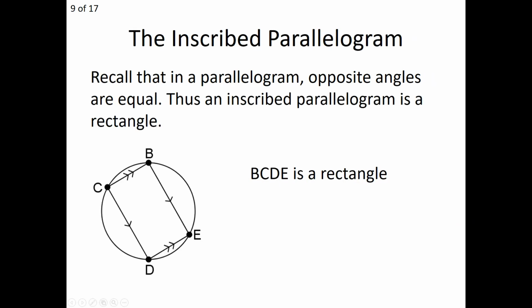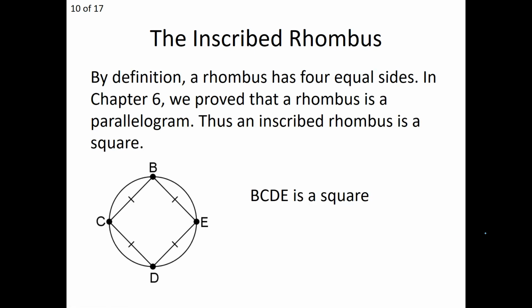We also took a look at inscribing special types of quadrilaterals. In the inscribed parallelogram, if you inscribe a parallelogram, it turns into a rectangle. So for BCDE, we know the measures of all four of those angles. We can prove that they are right angles. The inscribed rhombus: if you inscribe a rhombus, you know that it is also a square, because inscribed rhombuses are also parallelograms, and an inscribed parallelogram is a rectangle, which makes BCDE a square.